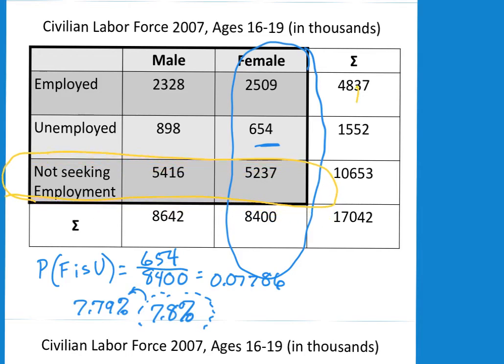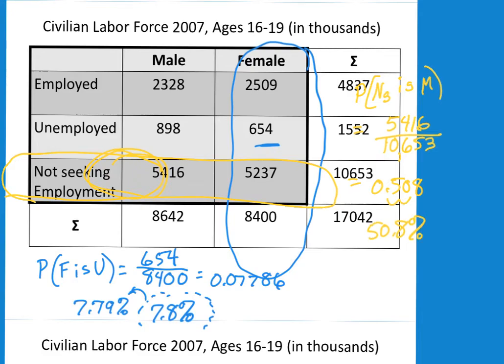Okay, those not seeking employment. What is the probability that someone not seeking is male? So out of all those who are not seeking, that's our reference value, the ones who are not seeking employment. And we want to know about the males who are not seeking employment. So that's 5,416. And that gives us 0.508.